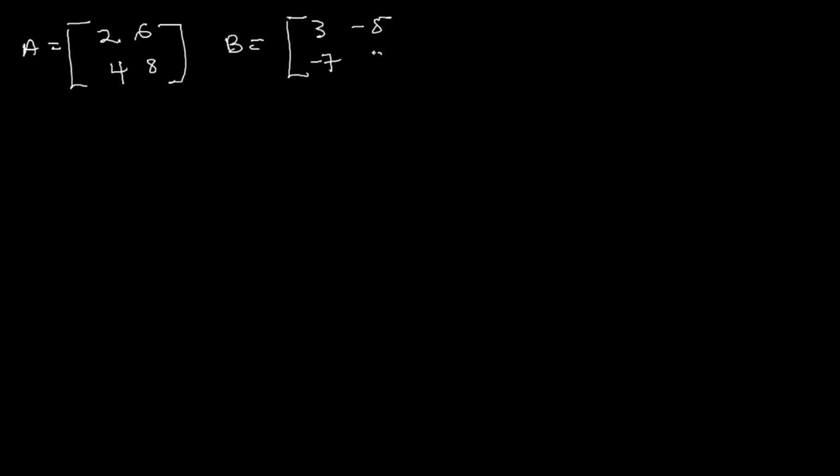So the first example we want to look at is to multiply the two matrices, matrix A, which is [2, 6; 4, 8], by matrix B, which is [3, -5; -7, 9]. So we have to find AB and BA. All right, so let's look at how to multiply these two matrices.